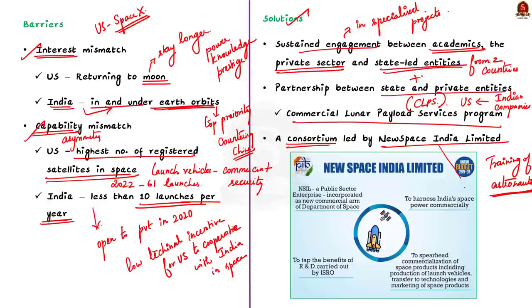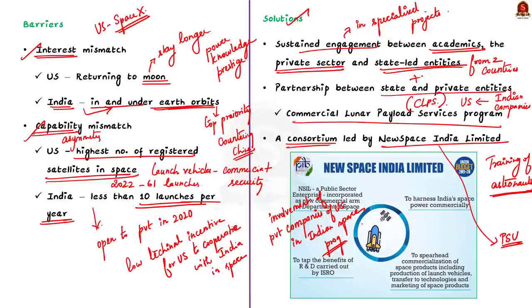Now, by this, we can involve the private companies in the US in the Indian space programs. Here, note that New Space India Limited is a public sector undertaking of Government of India and it is the commercial arm of the ISRO. So, by forming a consortium which is led by this PSU, we can involve private companies in the US to work in the Indian space programs.